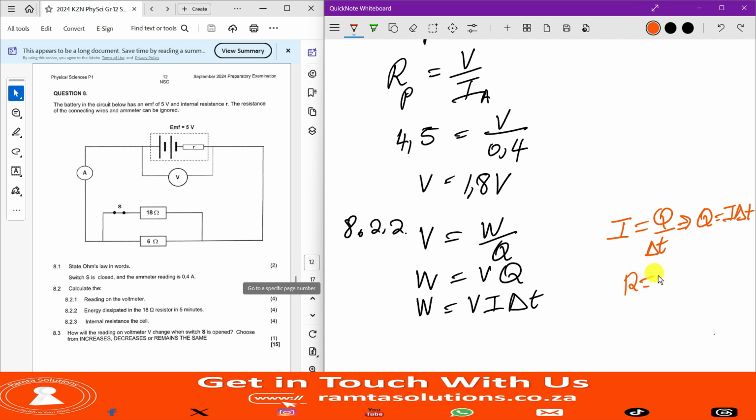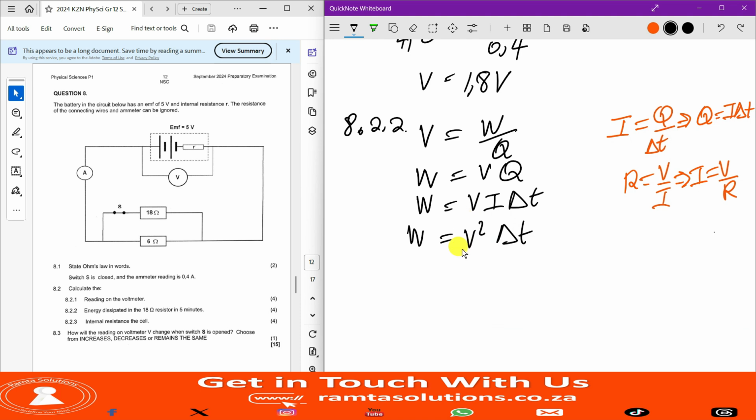Of course, we will use Ohm's law, so I equals V over R. This says to us we need V squared delta T over R. Now we have everything we need.